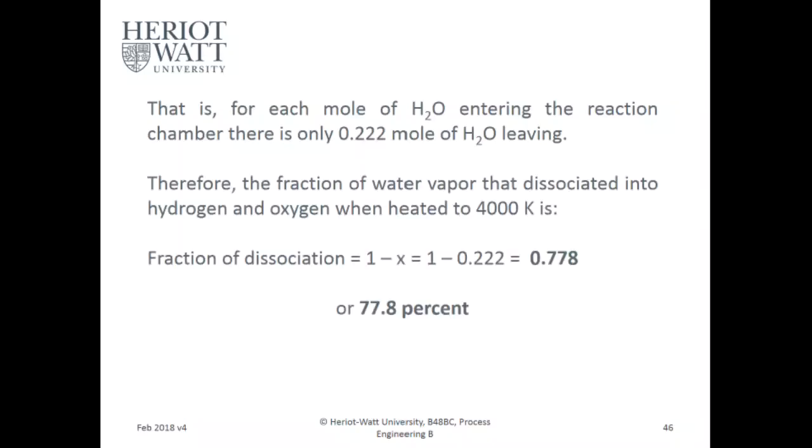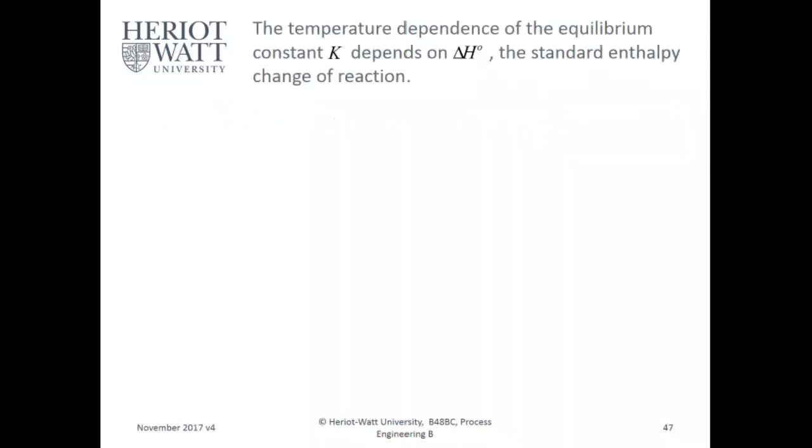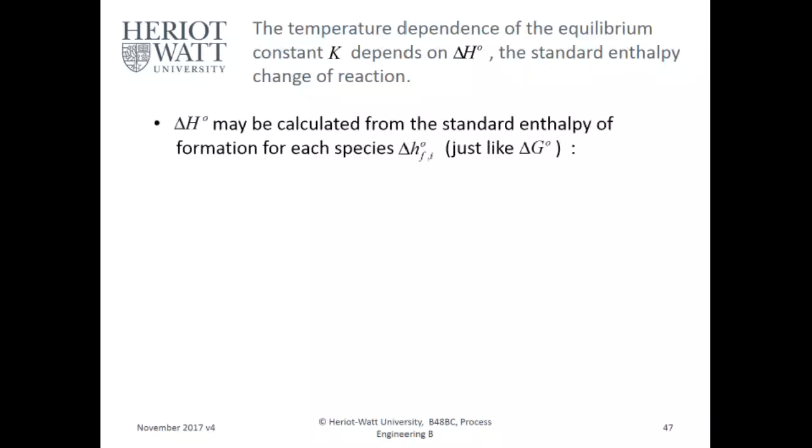All right. So the temperature dependence. There's Gibbs free energy, delta H. They're all temperature dependent. So the temperature dependence of equilibrium constant K depends on delta H, the standard enthalpy change of a reaction. So delta H may be calculated from the standard enthalpy of formation for the species, delta H_f,i, just like delta G. So you've seen this before. I'm sure you've seen it in chemistry. If you've done Advanced Higher chemistry or A-level chemistry, you should have seen it last year as well.